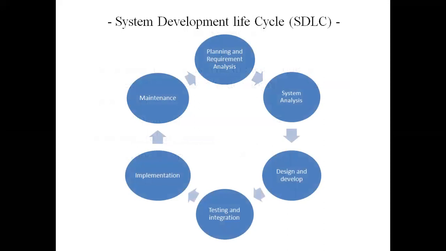We went through what the system development lifecycle was and its phases: planning and requirement analysis, system analysis, design and develop, testing and integration, implementation, and finally maintenance. But as we can see in the diagram, this gives us a circular development, and hence we are going to study models which can be applied to software development only.